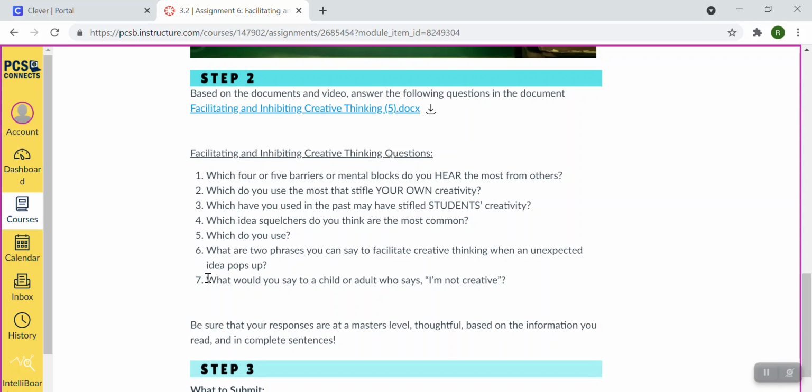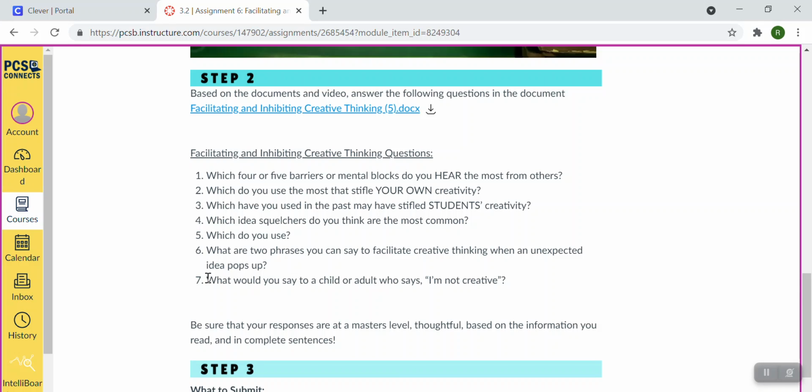I kind of took the 7 questions out of the document and posted them here so you can be thinking about them. I often read these questions before I actually read the article, so I know what I should and shouldn't be thinking about. But here's what you're going to be thinking and responding to the best of your ability. 1. Which 4 or 5 barriers or mental blocks do you hear the most from others? So respond to that. You will read through your articles and watch that video, and that will help you respond to that question. And 2, which do you use the most that stifles your own creativity?